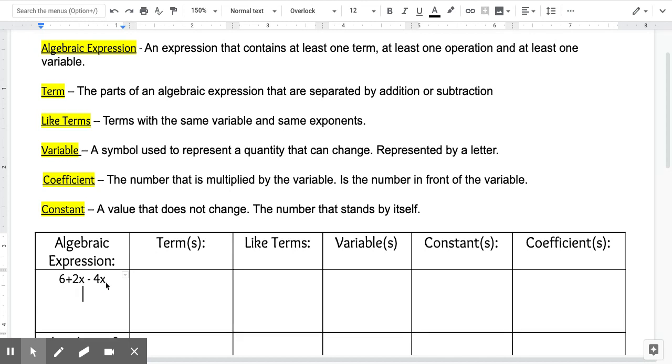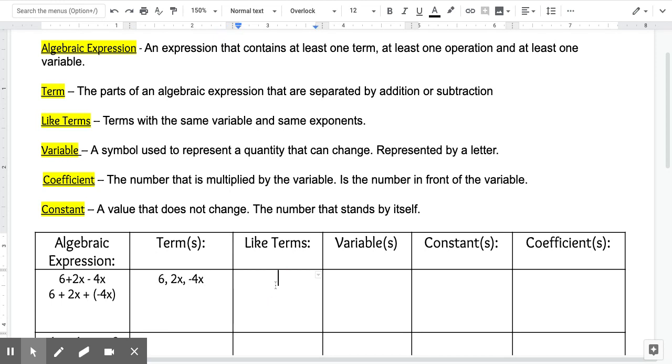Now, why is it negative 4x? Because we know that whenever we have a subtraction problem, we can change it to an addition, and that 4x becomes negative 4x. So that's why the term is negative 4x. So my first term is 6, then it's 2x, then it's negative 4x. So that's why this one has 3 terms.